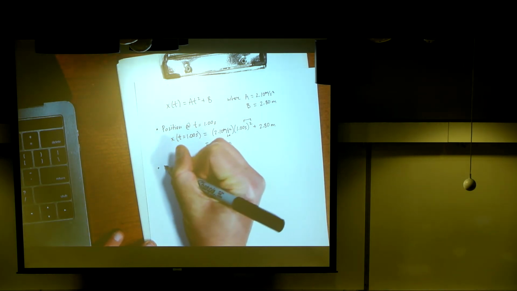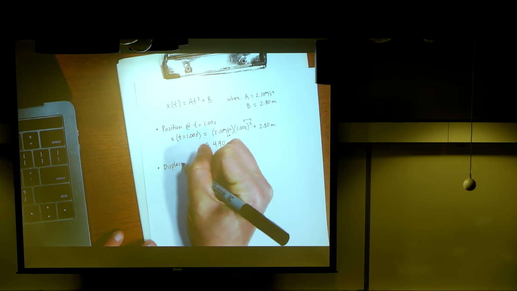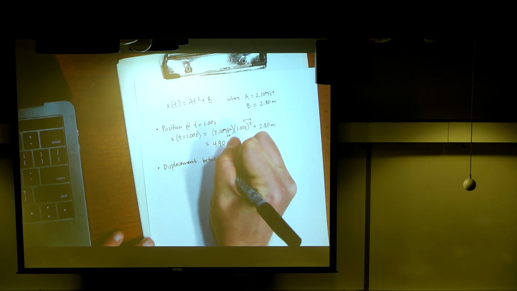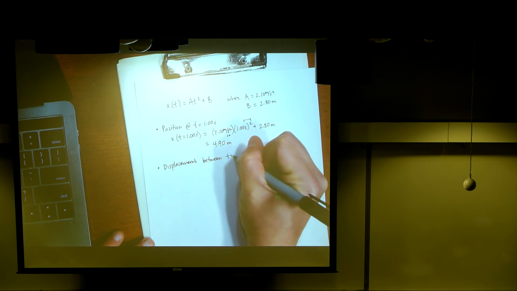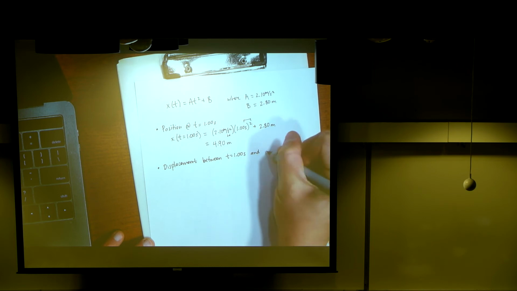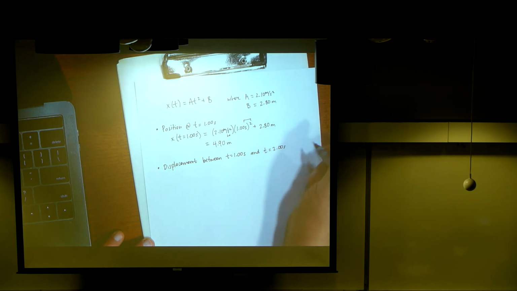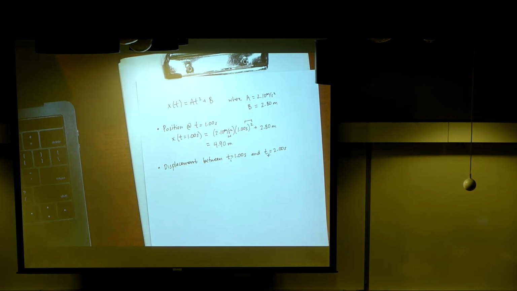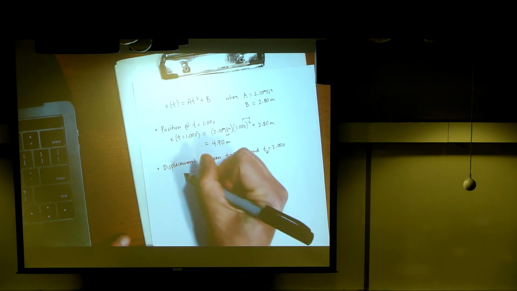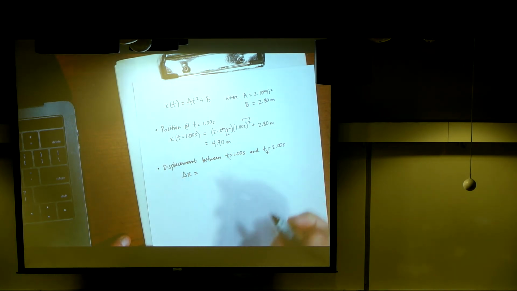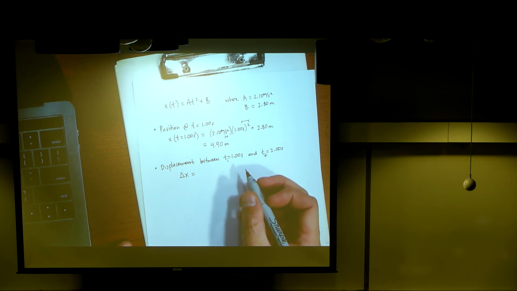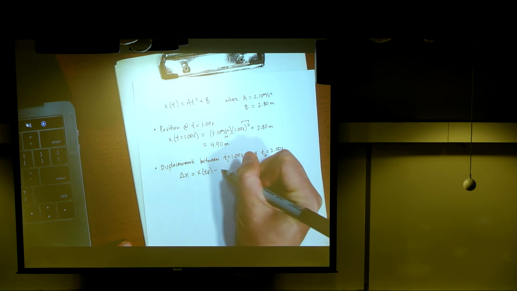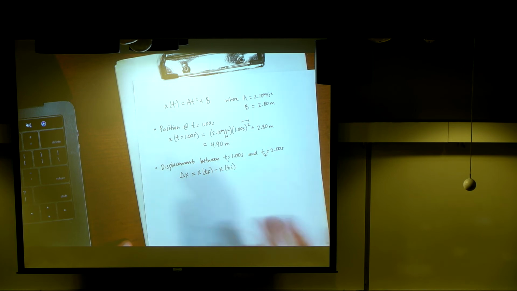The next question is really about displacement between two moments in time. Between t equals 1 second and t equals 2 seconds. So we can take this to be t initial, this to be t final, if you want to think of it that way, okay? Our delta x is going to be x final minus x initial, right? So that's x when we plug in t final minus x when we plug in t initial. That's how you want to think about it, okay?